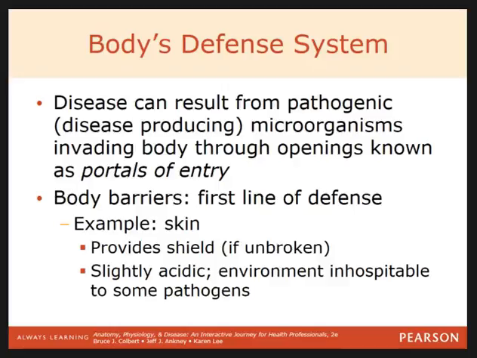So how does the body protect itself against these pathogenic microorganisms? Well, the main defense is the largest organ of the body, healthy, intact skin. It has a slightly acidic environment that's inhospitable to pathogens. Secondary to that are healthy mucous membranes. So the inside of your nose, your eyes, your mouth, those are all protective areas for the body.